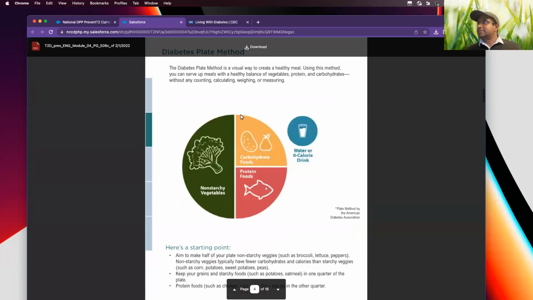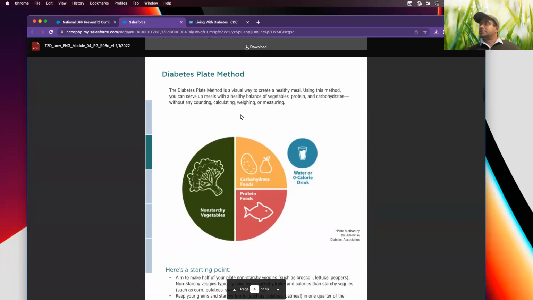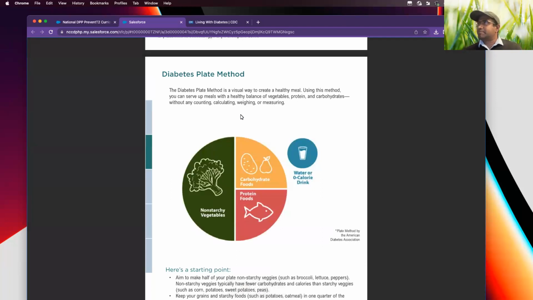All right, there you go. This is the diabetes plate method, which is a visual way to create a healthy meal. Using this method, you can serve up meals with a healthy balance of vegetables, protein, and carbohydrates without any counting, calculating, weighing, or measuring. So you have non-starchy vegetables on your left, and then on your right, you have carbohydrate foods.